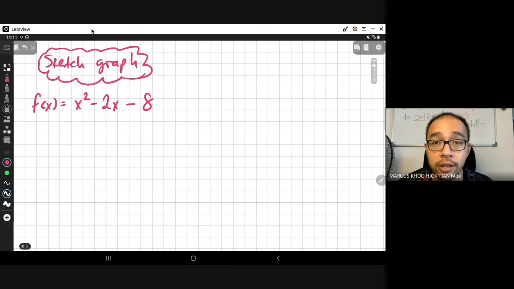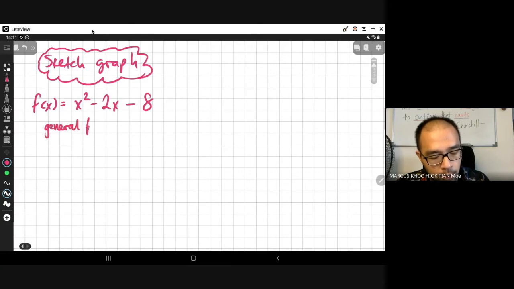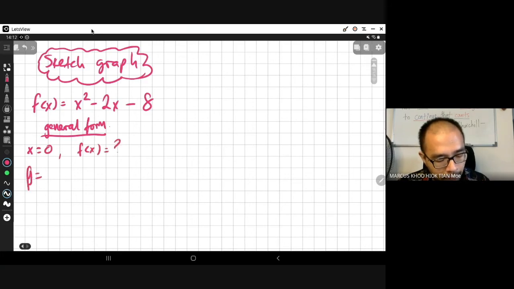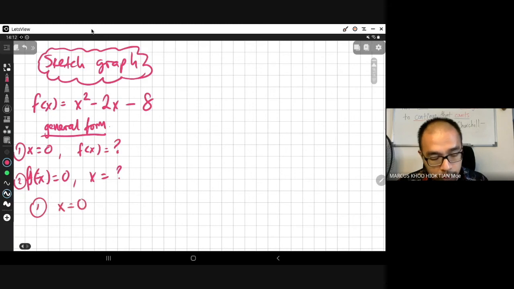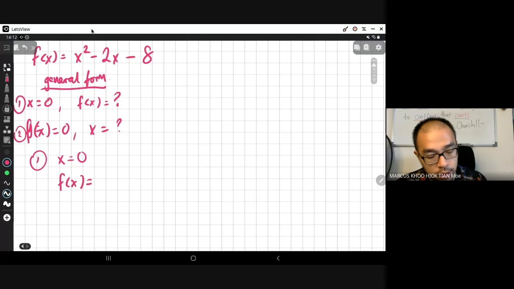In order to sketch the graph, we need a few pieces of information about the points we need. The first thing we need to do is recognize that this is general form. So what can we take from the general form? We can take a few things: x equals 0, find the value of f(x); and f(x) equals 0, what is x? We can find the coordinates. Let's start with number 1 first. When x equals 0, I find f(x) equals 0 squared minus 2 times 0 minus 8. So we will get minus 8.